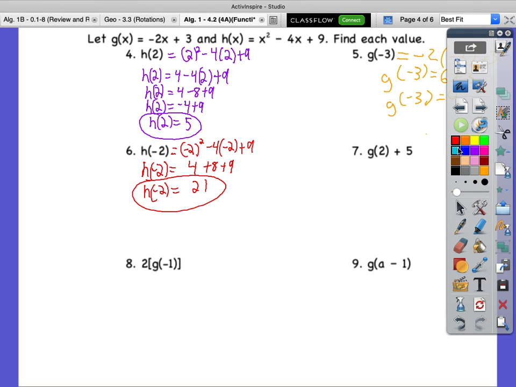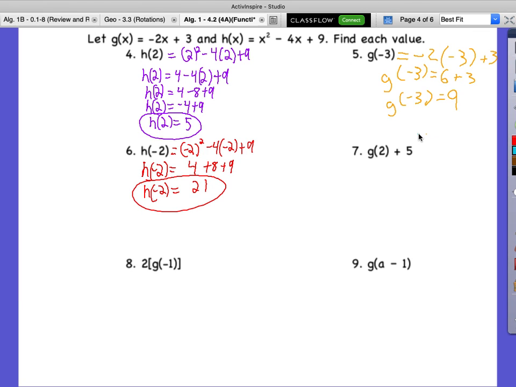Number 7 here, this is a bit weird, isn't it? Does anyone have a theory on how we might do this? Reese, I want to hear yours. So I put g of whatever, like, how do you say it? g of 2. g of 2 plus 5 equals -2 times 2 in parentheses plus 3.